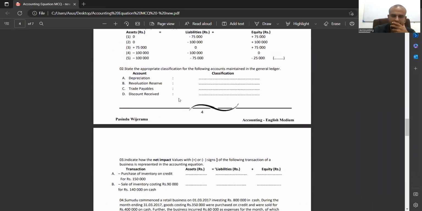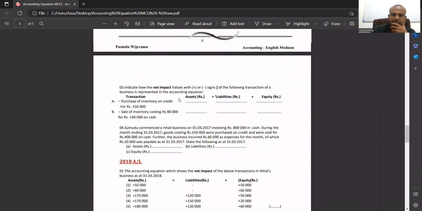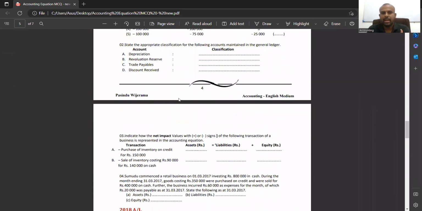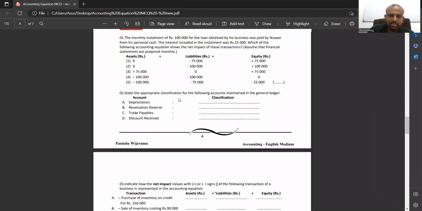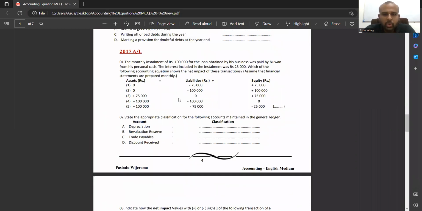2017. Right? Okay. This might be the last question that we discuss for the day. The monthly loan installments of 100,000 for the loan obtained by the business was paid by the owner from his personal cash. That installment includes interest of 25,000. Which of the following equations shows the net impact of these transactions? Okay, what is the answer?